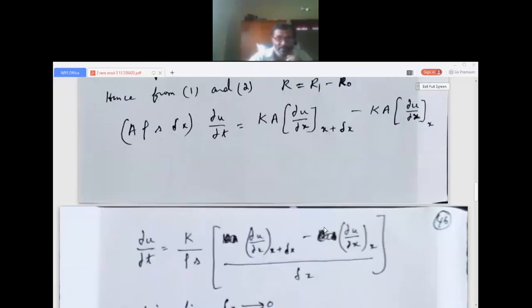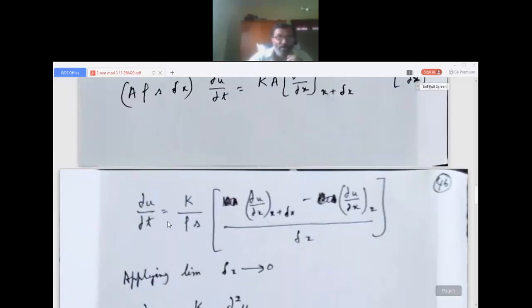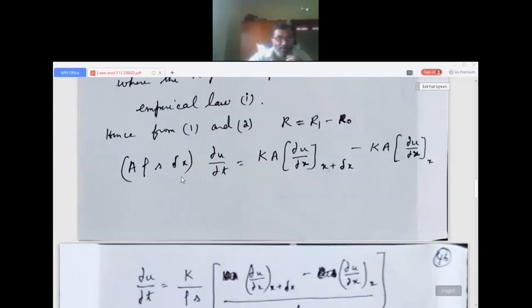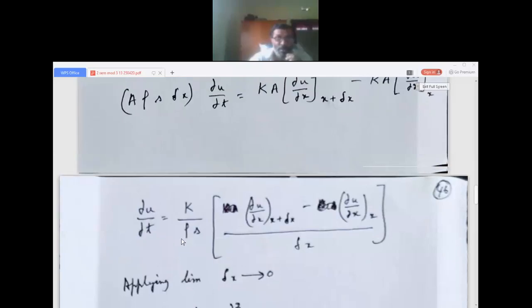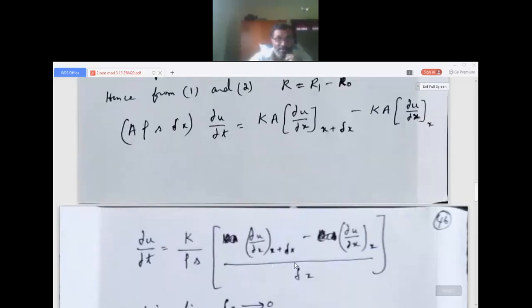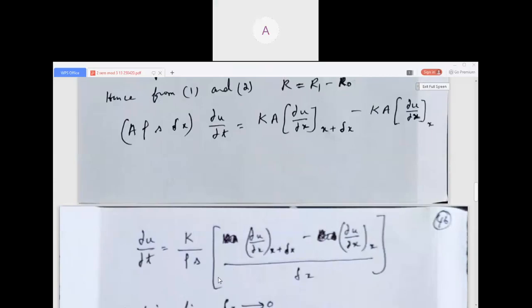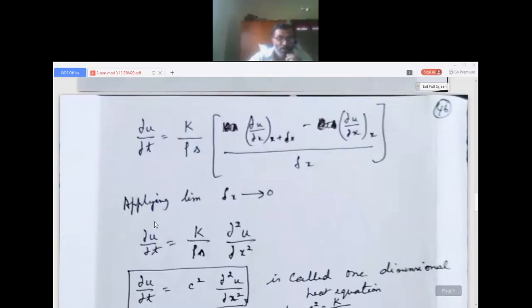the point x. So now dou u by dou t, from this dou u by dou t, what happens? You bring this to this side. Here A and A get cancelled. So we get K by rho s dou u by dou x at the point x plus delta x minus dou u by dou x at the point x, divided by delta x. Clear? Divided by delta x. So applying limit delta x tends to 0.